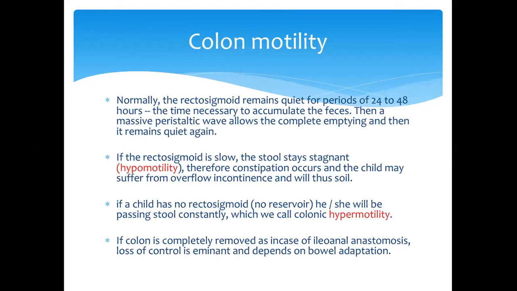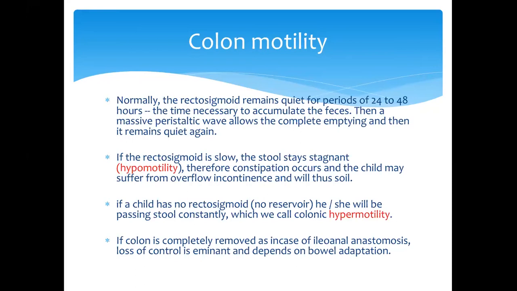Let's say we are dealing with a colon which is not moving quite well, very slow or stagnant. We call them hypomotile colon, and that might cause constipation. The other group of patients are the opposite: they have a very rapid transit time, move very fast, and constantly pass stool. We label them as hypermotile colon, especially those groups who had their rectum or sigmoid removed and have no reservoir.